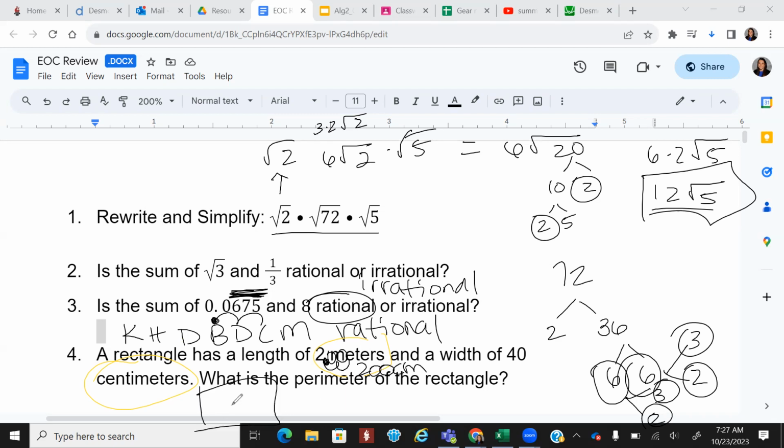So now we can add up all of our sides. So we have 200 on the side, 40 here, 200 on the side, 40 here. So what's 200 plus 200? And then 40 plus 40. So we have 480 centimeters. That one's going to probably be the tricky one. They're going to throw that in there just because.